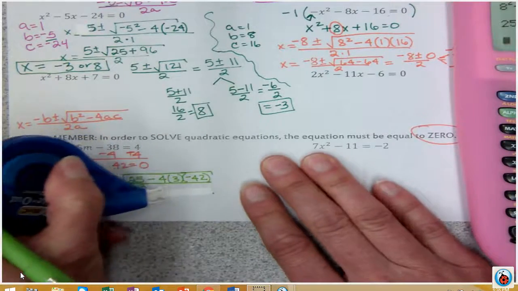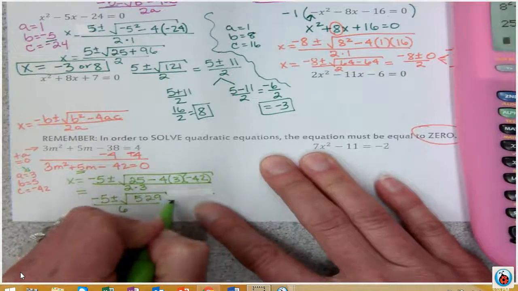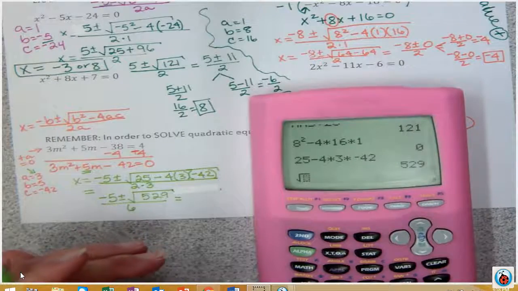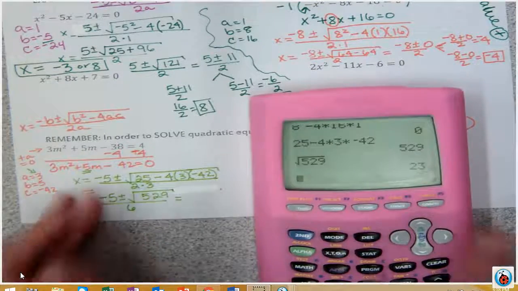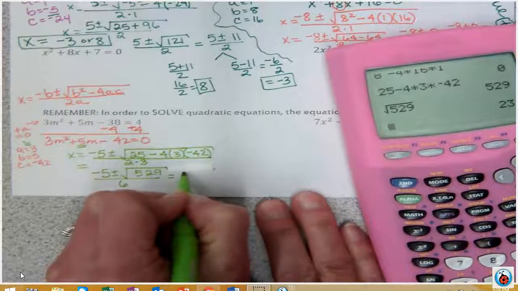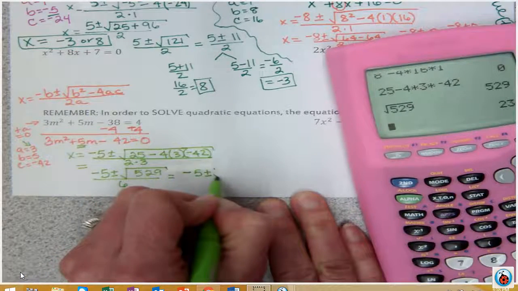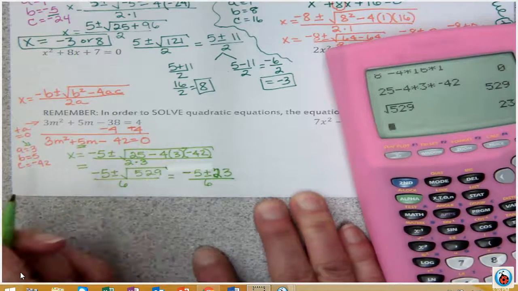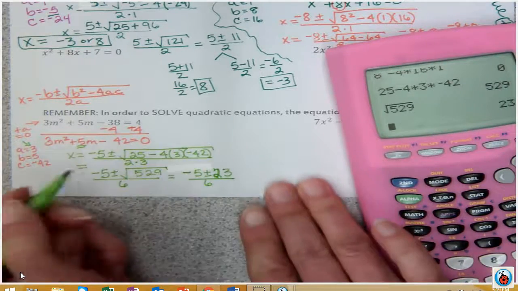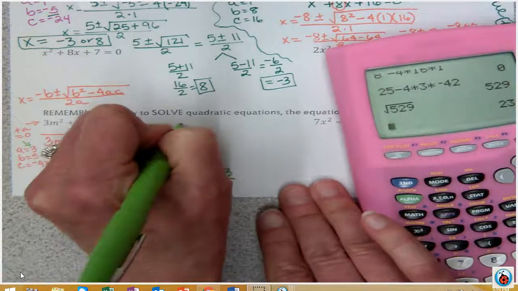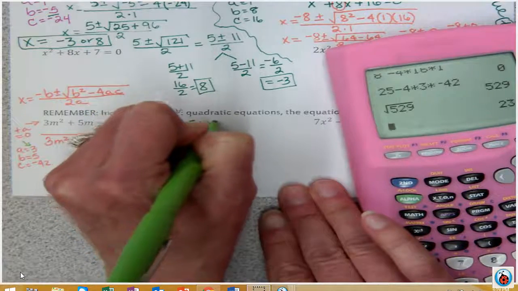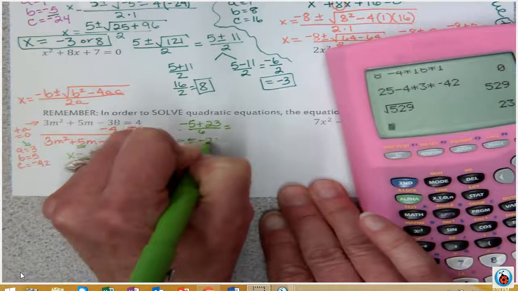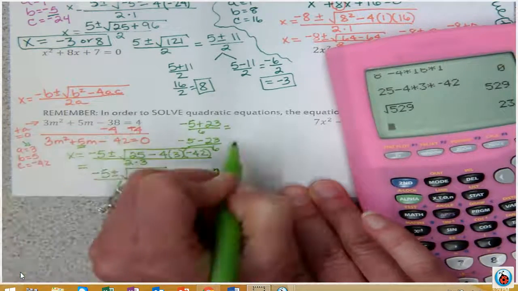Alright? So now if I take the square root, that's awfully long. If I take the square root of 529, I get 23. So negative 5 plus or minus 23 divided by 6. Now I can split that into two equations. Negative 5 plus 23 divided by 6, and negative 5 minus 23 divided by 6.